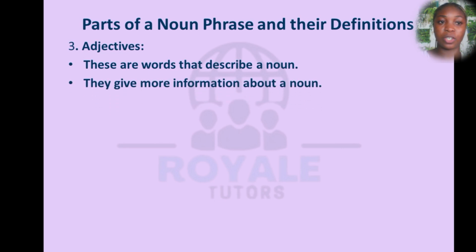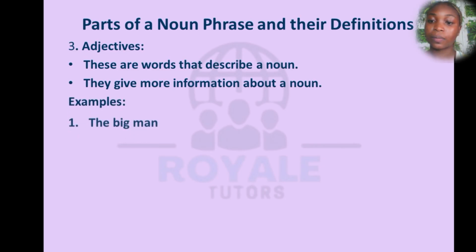Yes, they give more information about a noun. Now we have examples. The big man. All right? So what word is giving us more information about the noun, which is the man? Something is telling me more about the man. We have a lot of men. All right? So which one am I talking about? I'm saying the big man. So here the adjective is big, and it is giving me more information about the noun man.